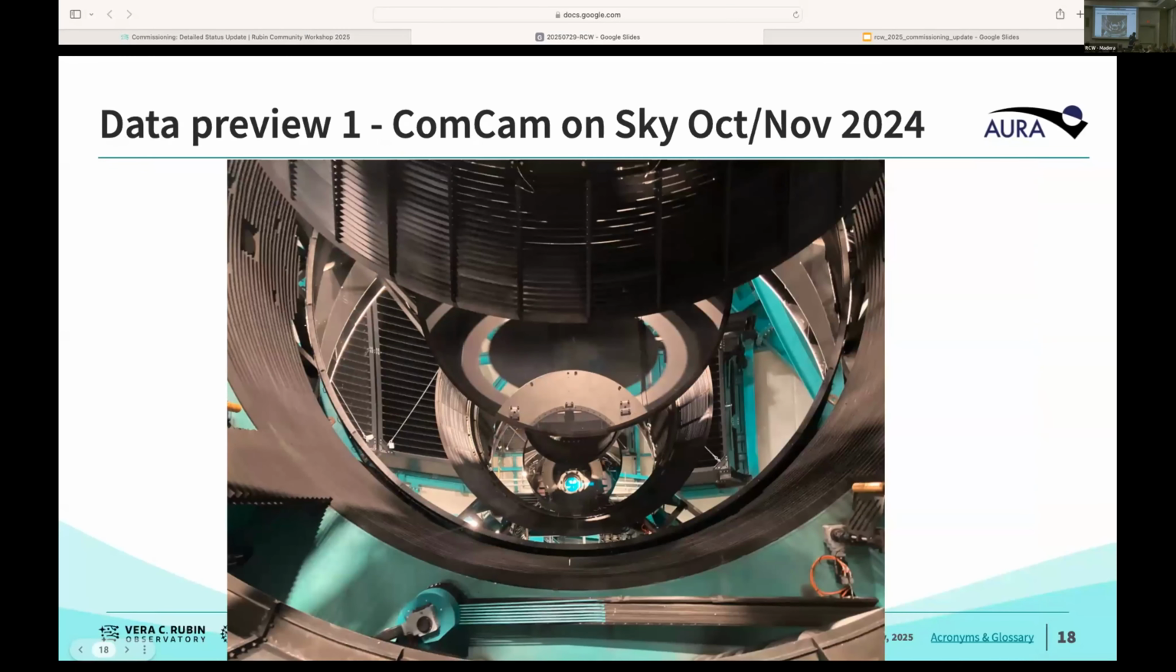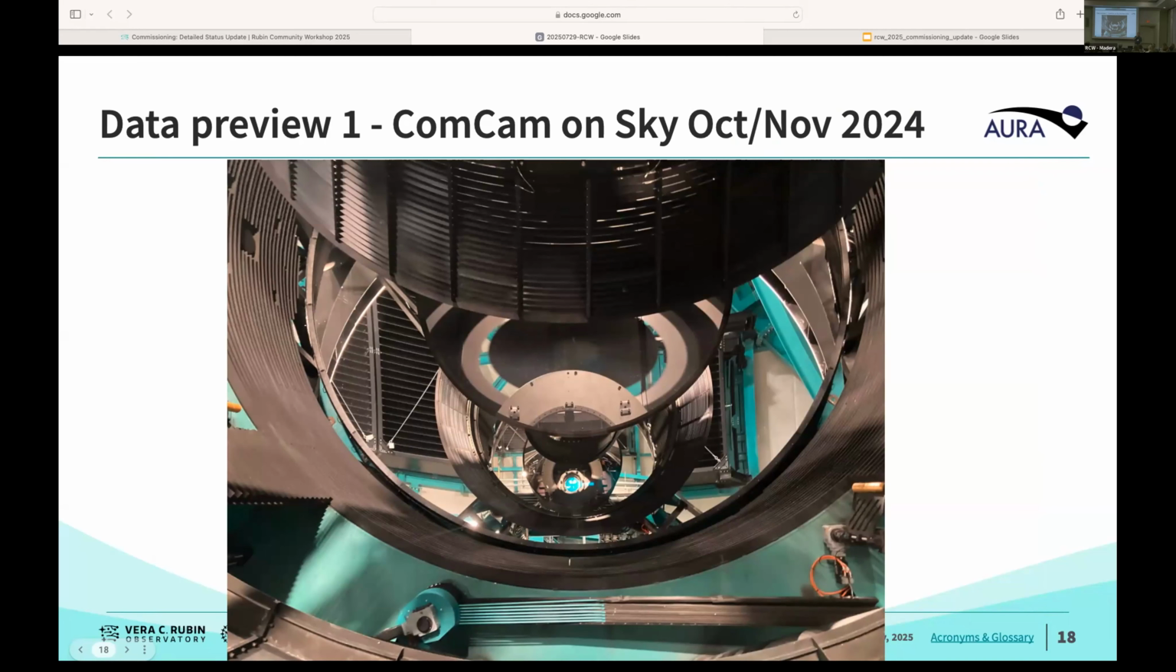And then right after the mirror went on, we had a full optical system and we went on sky with ComCam. That was pretty exciting. We had our first photon for ComCam. People dialed in on Zoom. There's maybe 25 people. I knew all of them, so I could actually share my screen and show people what was happening. First photon for LSSTCam was not the same.